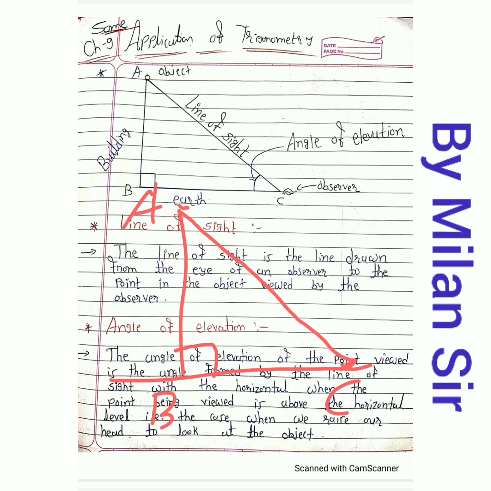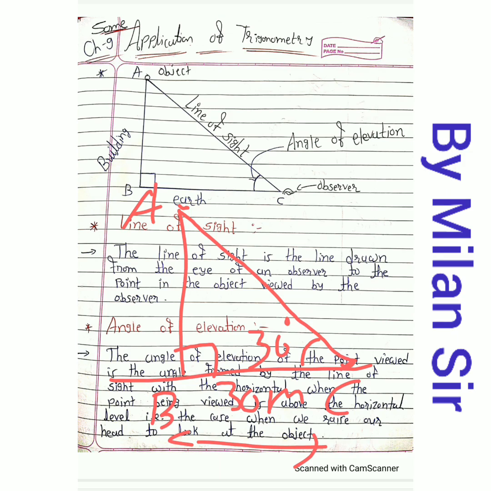Now if we know this angle, for example 30 degrees, and if we know the distance between the person C and the building, that means the distance between B and C, suppose 30 meters, then we can find the height of the building AB by using this angle of 30 degrees and this distance BC of 30 meters. So in this case we can use the trigonometry concept.